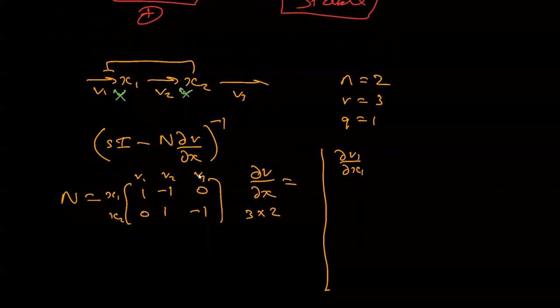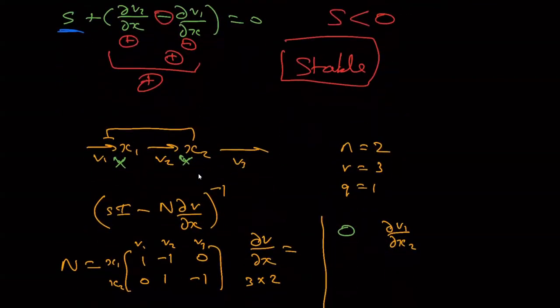Okay, so irreversibility. This thing here is actually 0, because of that. The next one will be dv1, let's do a different color. The next one will be dv1 dx2. Does x2 affect v1? No, it doesn't. So that's also 0. Okay, so that's 0 as well.